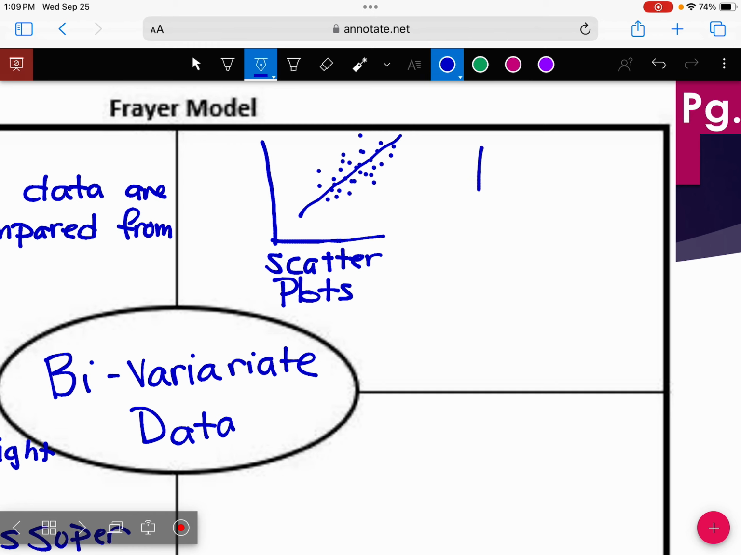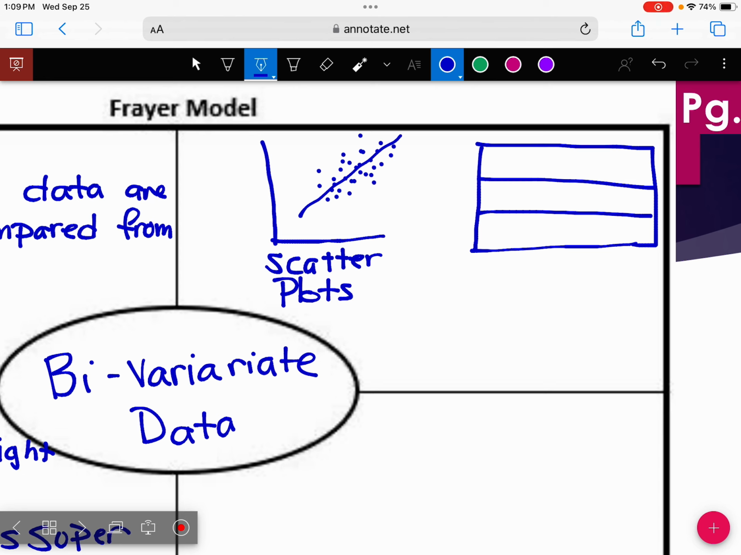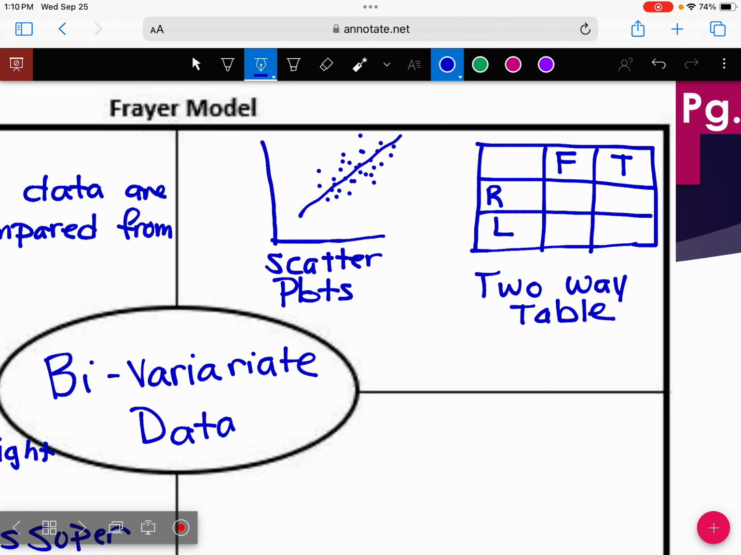When we have categorical data, it's going to tend to show up in things like, we saw these in Algebra 2, two-way tables, where I would have right-handed, left-handed. Maybe we want flight versus teleportation. Yes, we could also have ambidextrous. I'm just making one up here. So this is called a two-way table, and you saw these in Algebra 2.